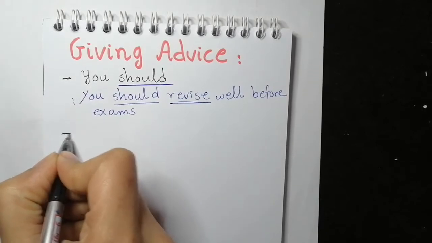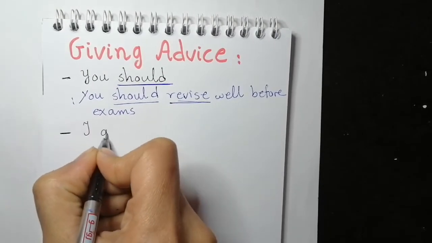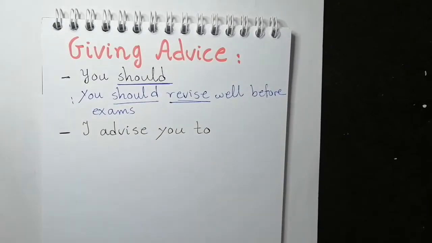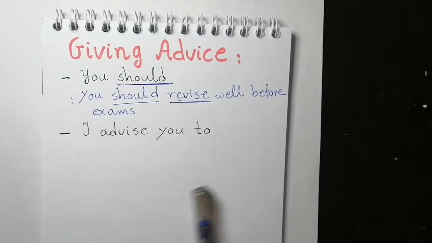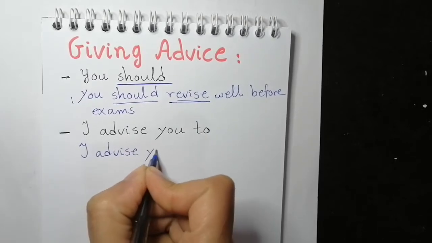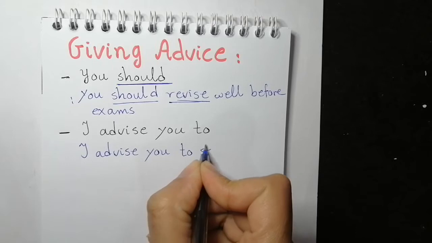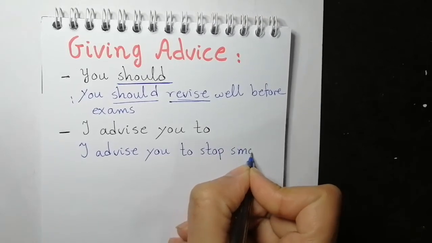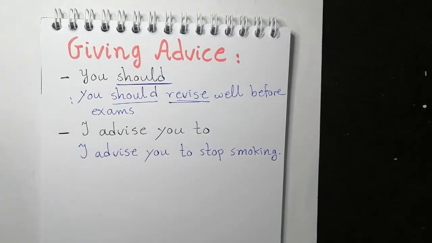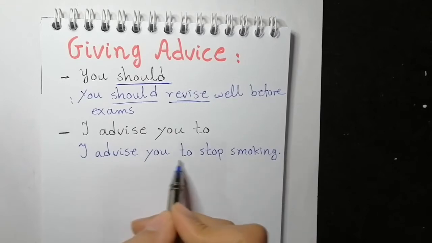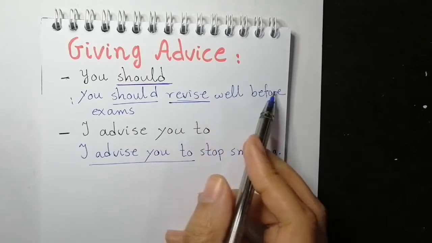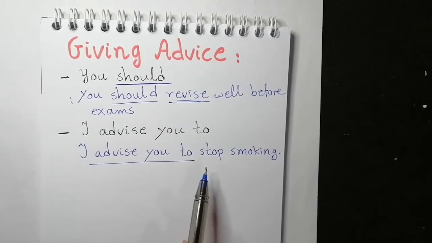The second way we can give advice is: I advise you to. Okay? So I'm giving you advice. I advise you to stop smoking because you're damaging your health. Okay? I advise you to stop smoking. I advise you to revise well before exams. I advise you to study well.